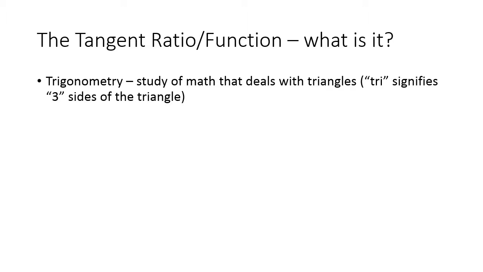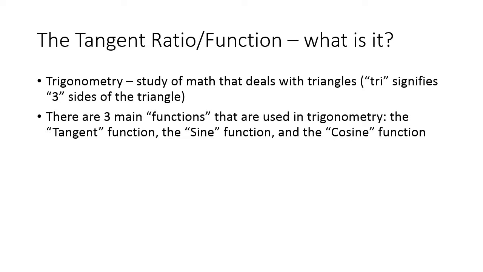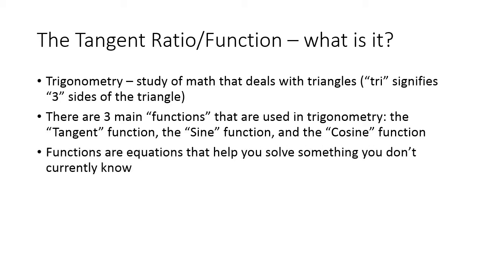So the tangent ratio function, what is it? Trigonometry is the study of math that deals with triangles. Tri signifies three sides of the triangle. There are three main functions that are used in trigonometry: the tangent function, the sine function, and the cosine function. Functions are equations that help you solve something you don't currently know. So that's like a formula in science.